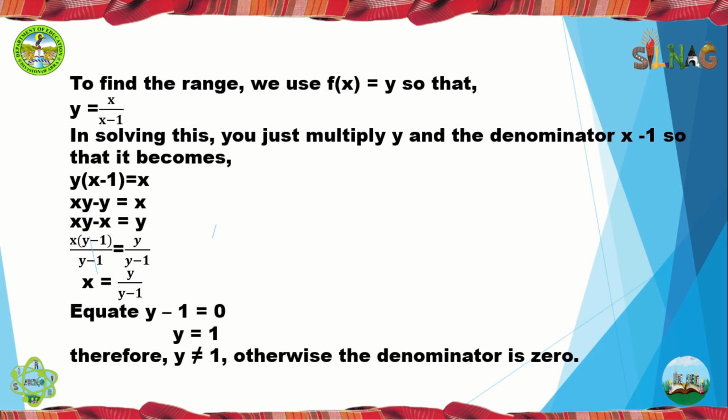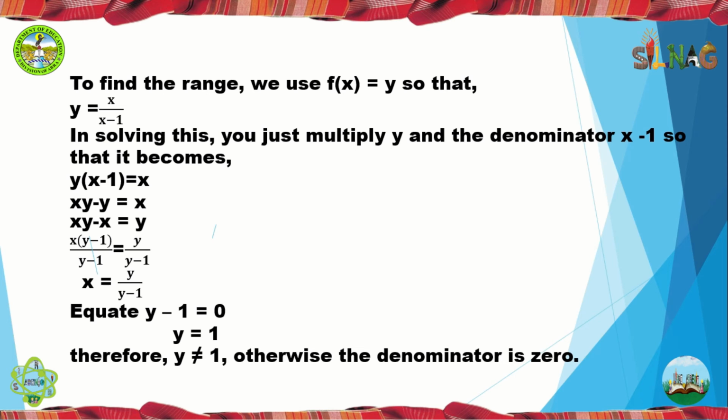To find the range, we use f of x is equal to y so that y is equal to x over x minus 1. In solving this, you just multiply y and the denominator x minus 1 so that it becomes y times the quantity of x minus 1 is equal to x. Then we apply distributive property. Y times x is xy. Y times -1 is negative y is equal to x.